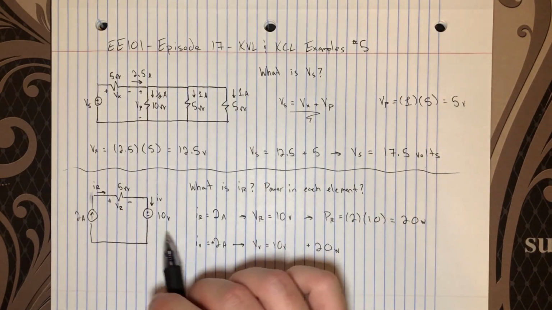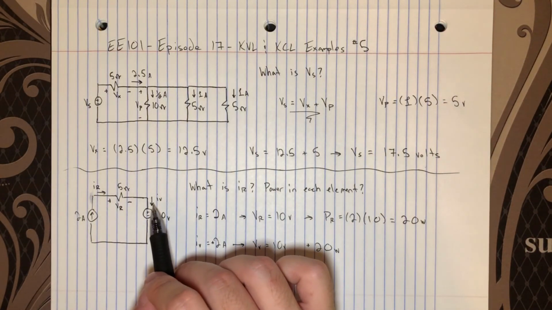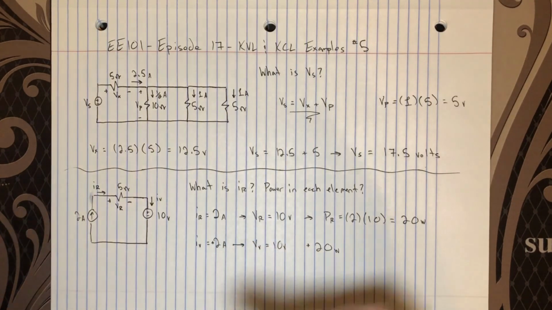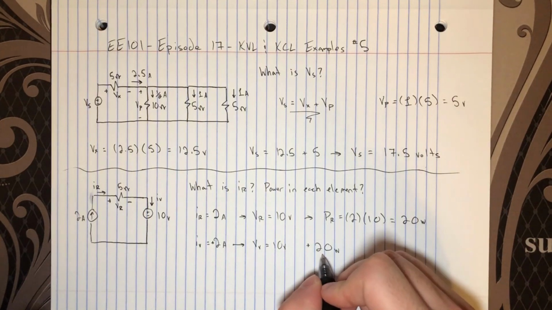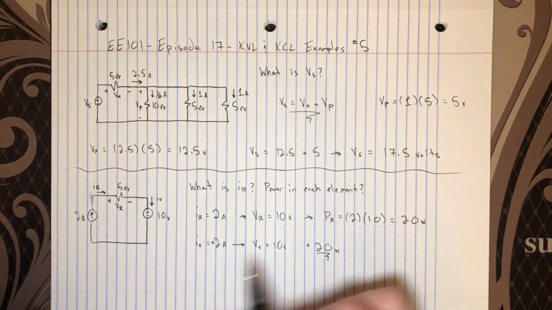I just got through saying how this is consuming power. This is a positive current with respect to our convention. The current is entering the positive terminal, so we say it's a positive current, and therefore this generates a positive power of 20 watts in the voltage source.